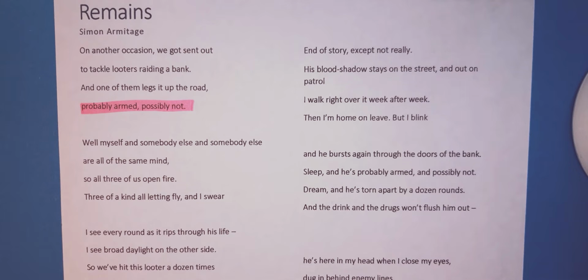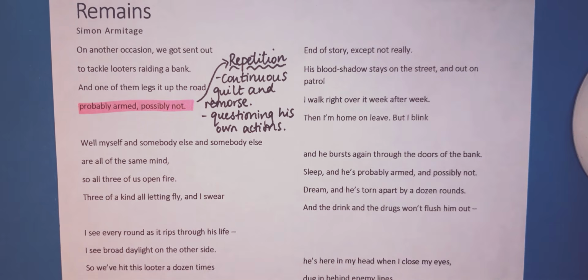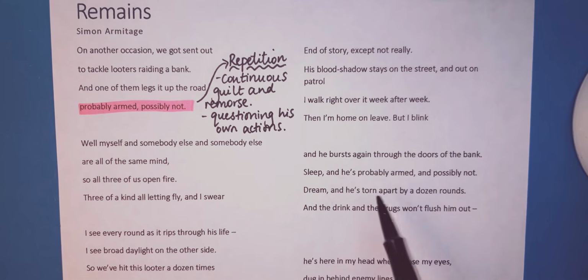So the first quote that I've picked says, "probably armed, possibly not." And this is repetition. It's highlighting the continuous guilt and remorse that the soldier's feeling, that he can't even remember the key thing. So he doesn't remember if the man was armed or not, and it could potentially mean that he's questioning his actions. So that's a very key quote that we need to look at. And the reason I'm saying that is quite key is because it's repeated again over here. So this is just the beginning of the poem and he's already feeling the guilt. So we can just keep that quote in mind.